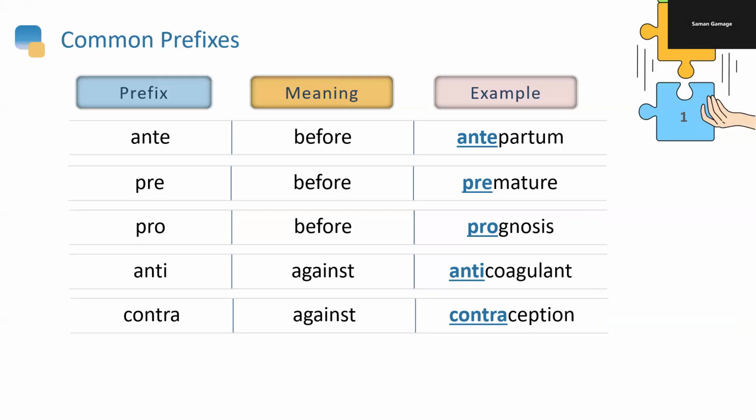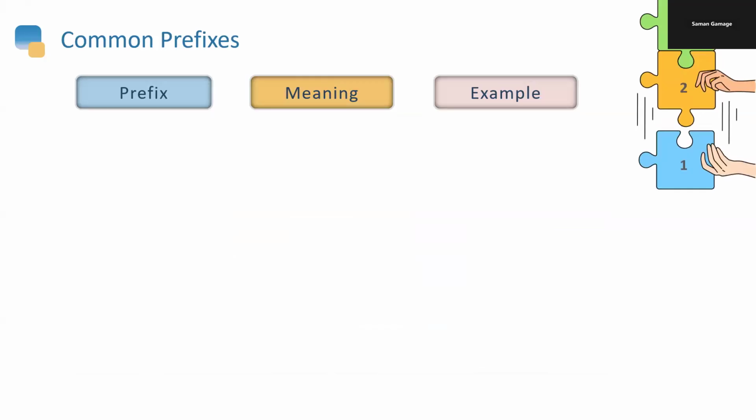Contra means against. Contraception, so against conception, to prevent conceiving a baby. Bi means two or both. Bilateral means both sides, right side and left side, both. Some more prefixes. Brady means slow. Bradycardia is slow heart, slowing of the heart.